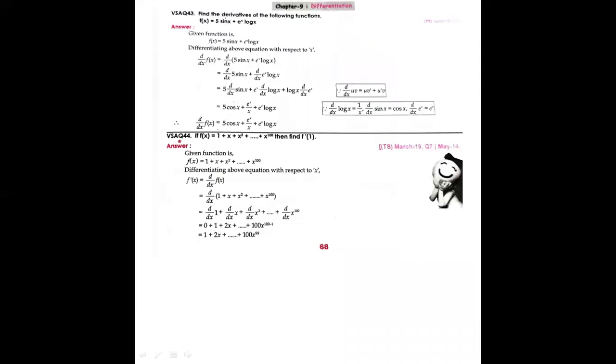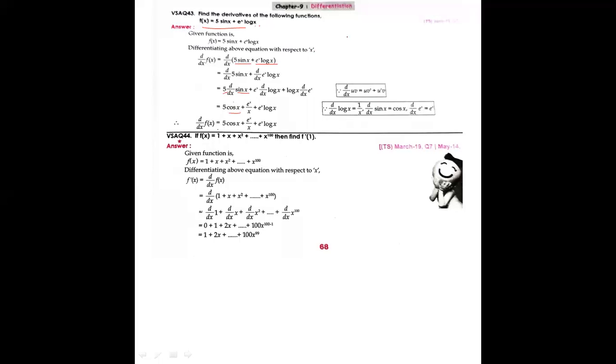Now, find the derivative of the following function. f of x is equal to 5 sine x plus e power x log x. This function is given to us. We have to find the differentiation of this function. Differentiation of 5 sine x will be, 5 is a constant but it is in multiplication, so we will write 5 outside. Differentiation of sine x will be cos x. So 5 cos x.